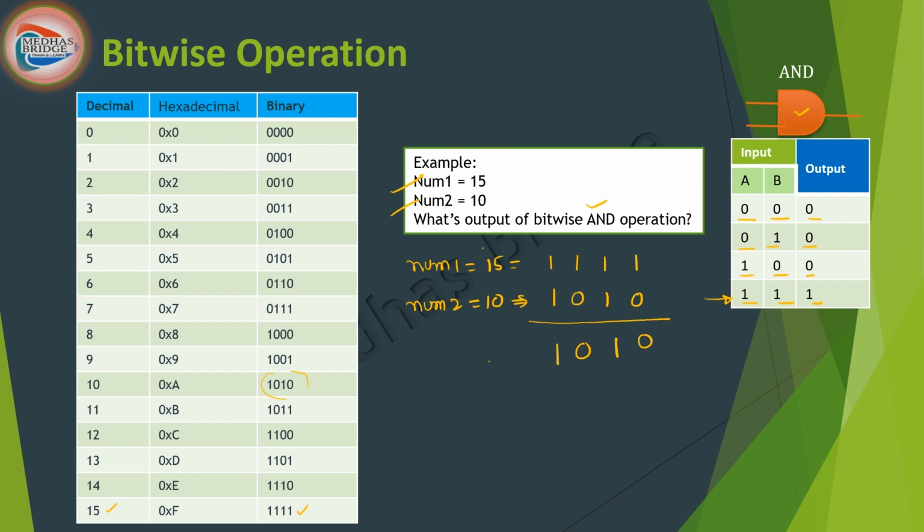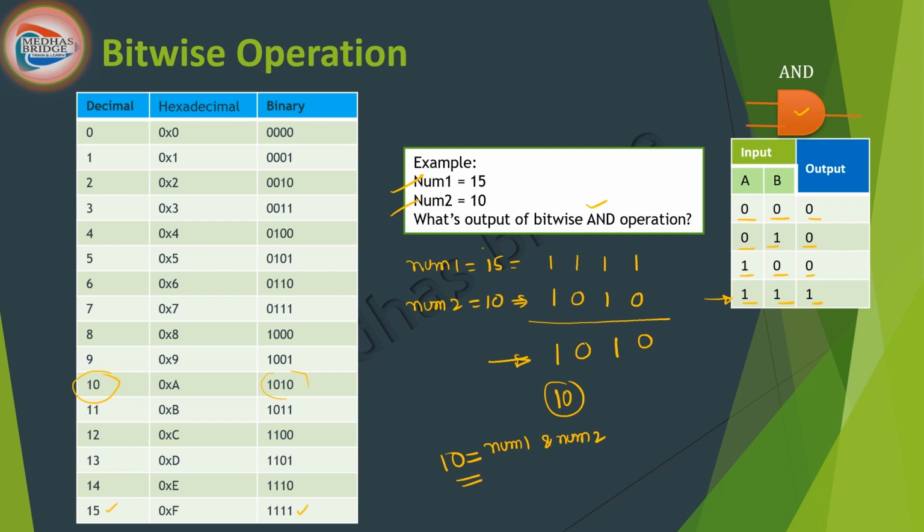Okay, what's the value equivalent of hexadecimal or binary 1010? Can you see here? 1010. So this is the same as 10. Okay, so the output is 10. So that means when you say num1 bitwise AND num2, it produces the output 10, which is what the explanation says.